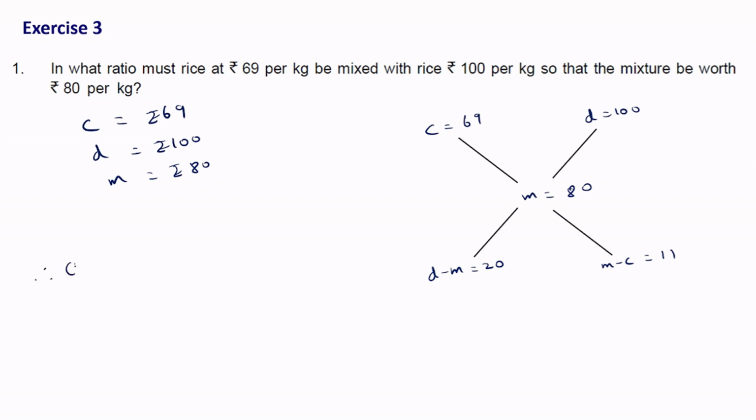Therefore, cheaper ingredient is to dearer ingredient equal to 20:11. So this is the required ratio in which the two rice should be mixed.